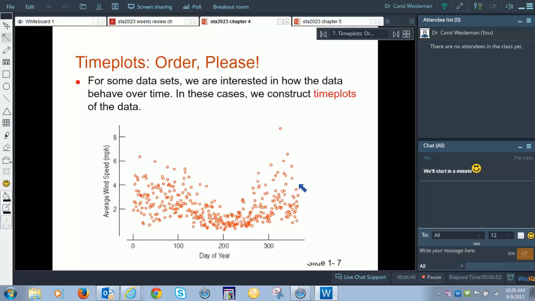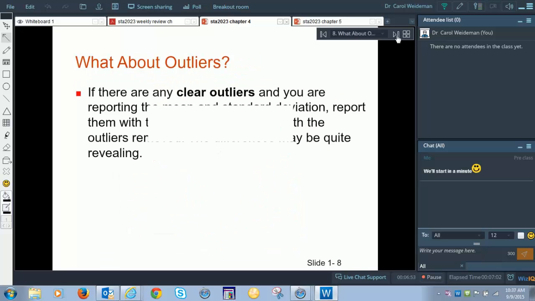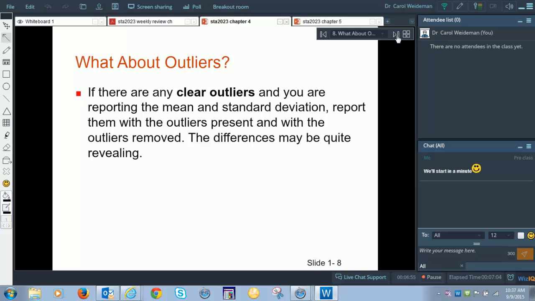Now that's the same data we just had on the other graph, and these are the individual daily values. And again, you see that same trending here. Middle of the year seems to have the lower speeds.